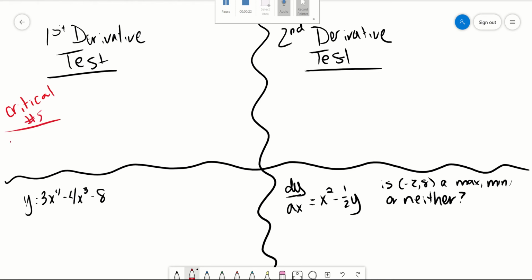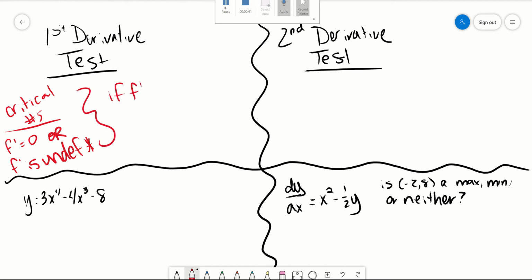And critical numbers happen where f prime is equal to 0 or where f prime is undefined. That tends to be the one that you forget about, but you need to make sure you include that point as well. Once you know your critical numbers, if f prime changes from positive to negative at that number, that means that critical number is a maximum. If f prime changes from negative to positive, that means that critical number is a minimum.